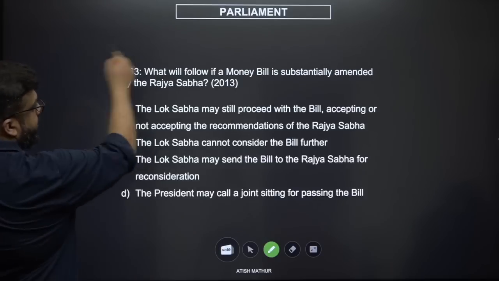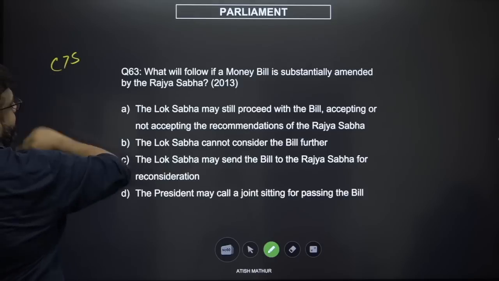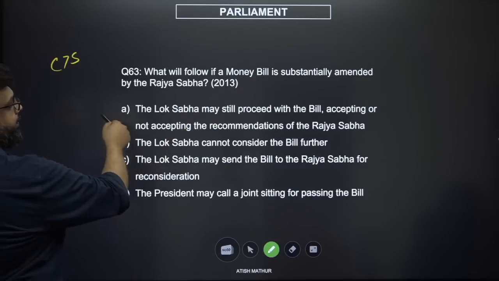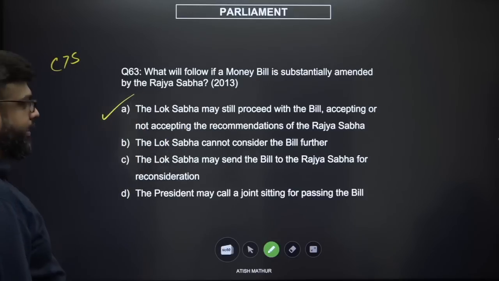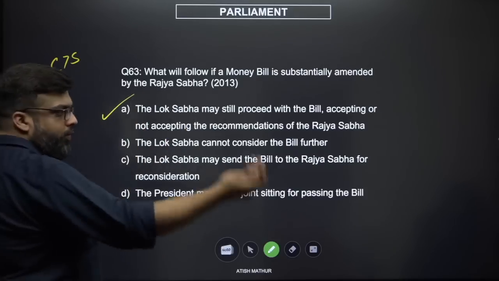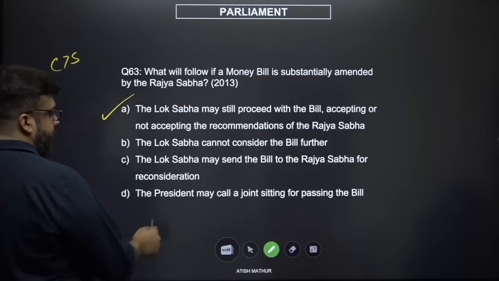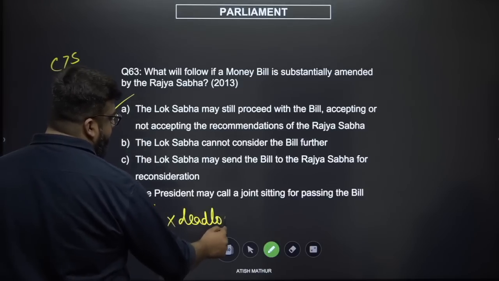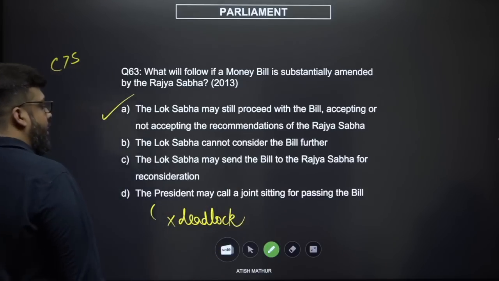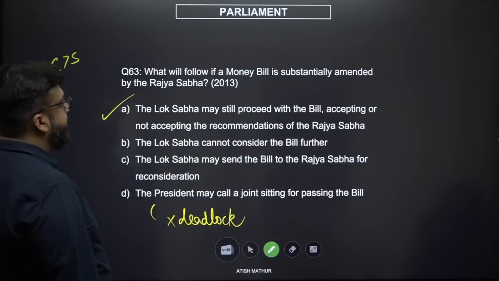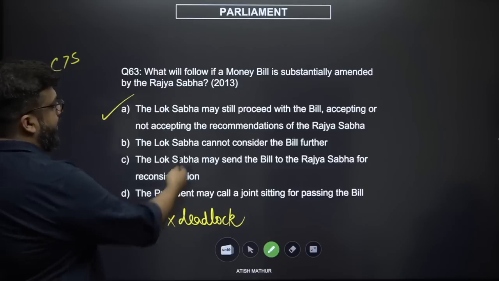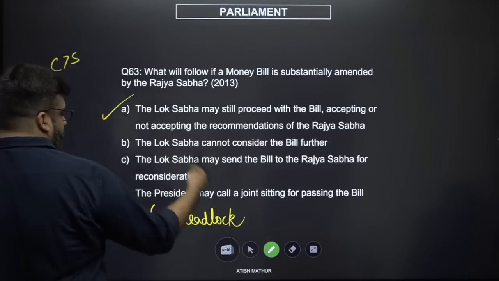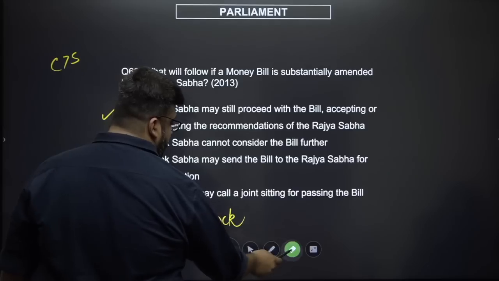Now, this is nothing but center stronger than the states, and how the Lok Sabha has more powers than the Rajya Sabha. The Lok Sabha may still proceed with the bill, accepting or not accepting the recommendations. It can also overrule it. There's absolutely no problem. A joint sitting can only happen if there is a deadlock. They don't have equal powers, so there cannot be a deadlock for a money bill. There is no need to send for reconsideration if you have more powers. Because there can't be a deadlock, you can discuss the bill as long as you want. So the option becomes A, which is your correct answer.